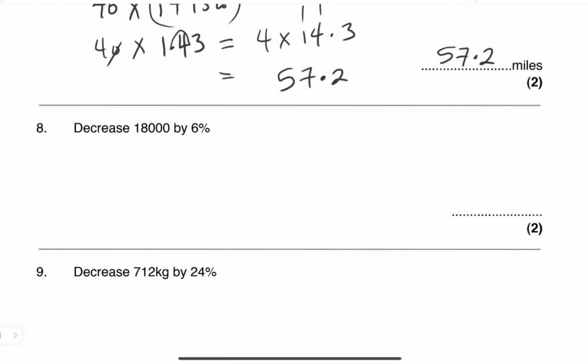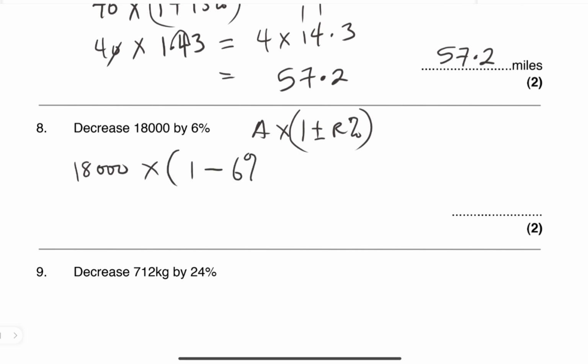Decrease 18,000 by 6%. Easy. So again, this will be minus. According to the formula, a times 1 plus or minus the rate in percentage. So that would be 18,000 times 1 minus 6%. If we take away 6 from 100, that is 96. So 96% is 0.96.